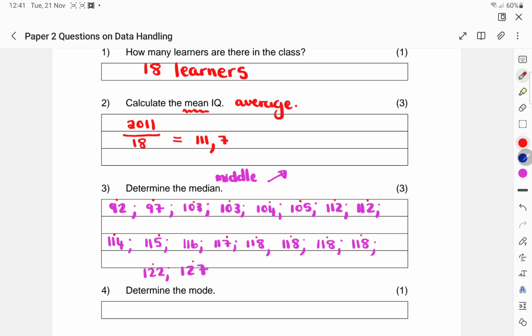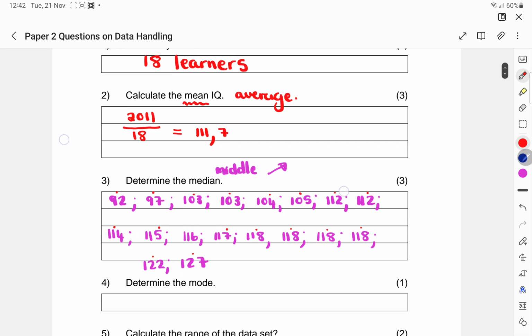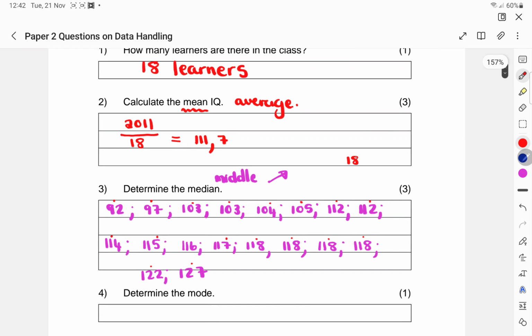I've counted them again to see that I've got 18 learners, and now I want to find the one in the middle. There is a formula for working out the middle, but if you don't know it yet, don't stress about it. You take the number of learners, you always add 1 and you divide it by 2. So 18 plus 1 is 19, divided by 2 gives you 9.5. So learner number 9 and 10. If it's a 0.5, it's 9 and 10. Those will be your middle numbers.